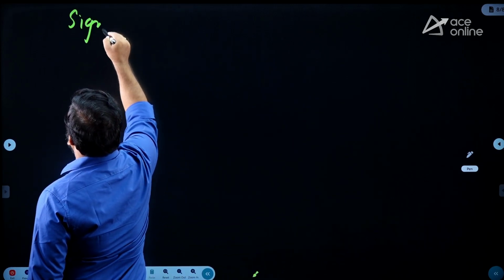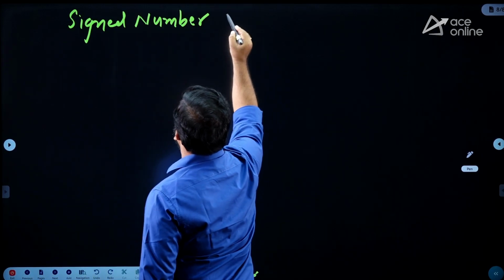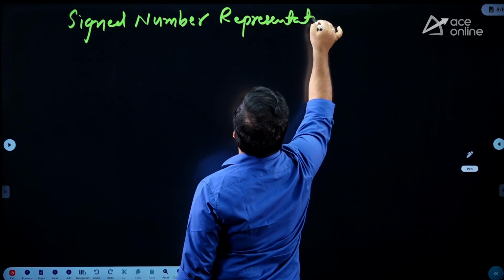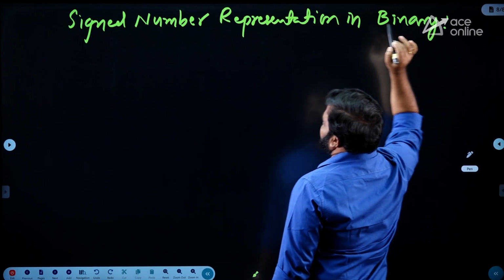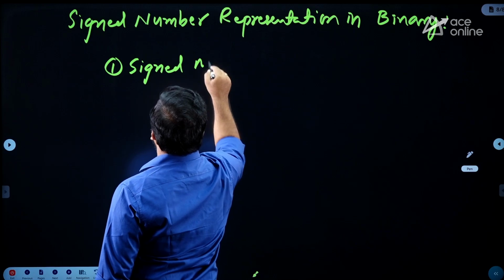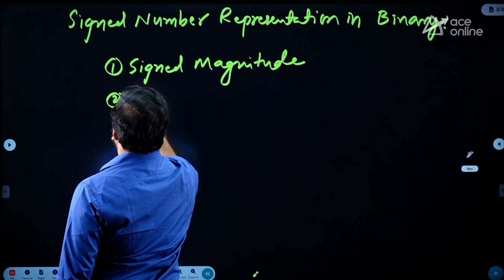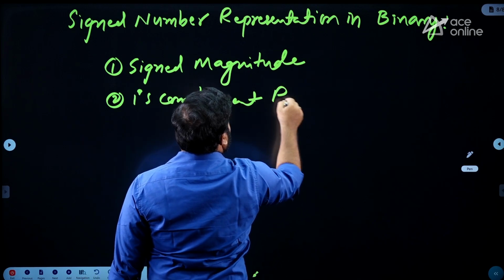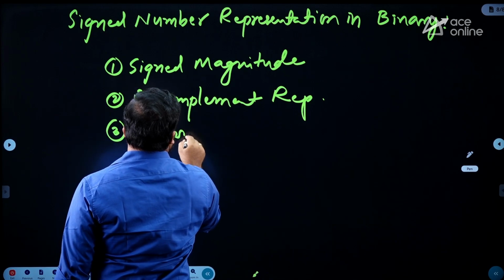Next is signed number representation in binary. The most important area where we have been getting questions. Signed number representation in binary. Here we have them one by one. First, signed magnitude. Second one is 1's complement representation. Third one is 2's complement representation.